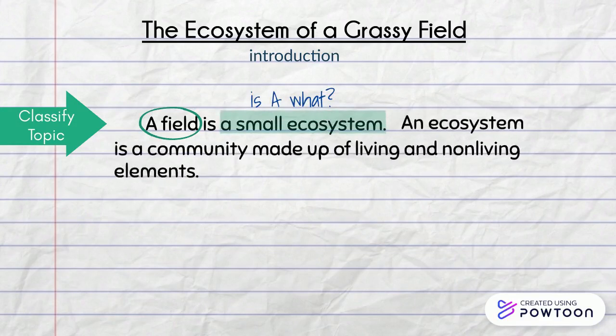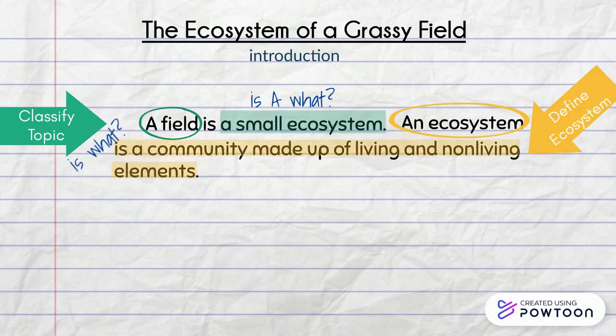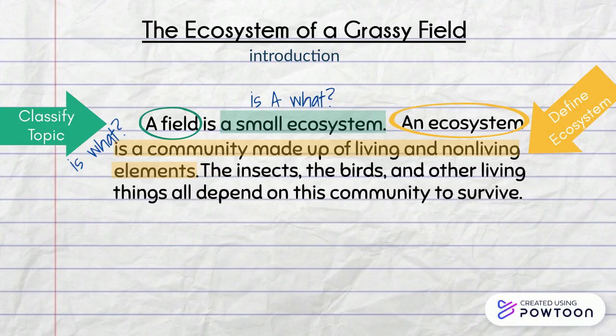The next sentence defines the ecosystem. Again, the author named the topic, an ecosystem, and then answered the question, is what? A community made up of living and non-living things. The following sentences elaborate on the definition by giving examples.